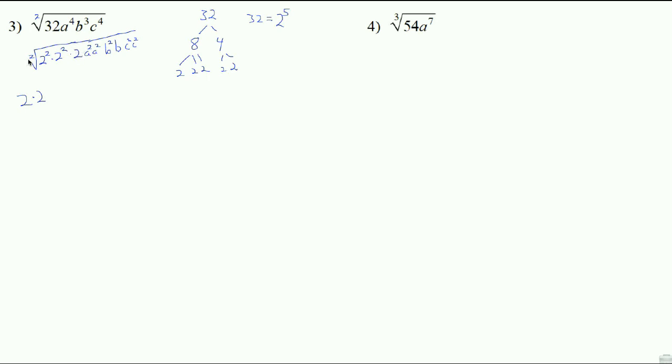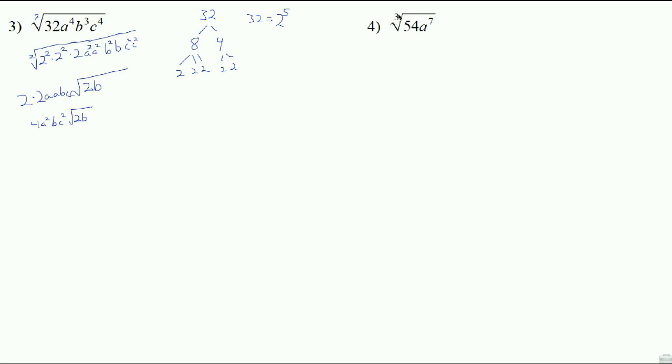We can't simplify the square root of 2, so that's going to remain within a square root here. So we have a 2 here. The square root of a squared is a. The square root of another a squared is a. Square root of b squared is b. Here's a square root of just b, which we can't simplify, so that stays in there. Square root of c squared is c. And another square root of c squared is c. And we would want to rewrite what's out here. 2 times 2 is 4, so we have 4a squared b c squared times the square root of 2b. And that is the simplified form.